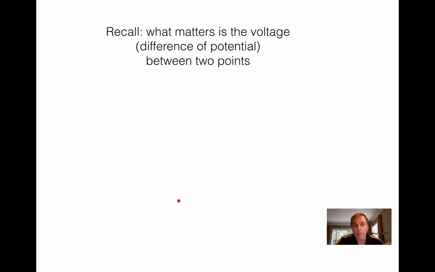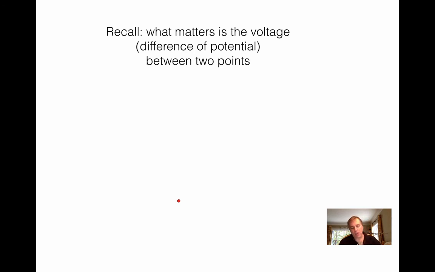Just a quick reminder: what really matters to calculate anything physical, for any physical application, is always a difference of potential between two points. The actual value of the potential at any point in a circuit is totally arbitrary. If you want, you can take a very simple circuit in your lab and decide to say that this point in my circuit is at 1,000,000 volts. There's nothing wrong with that. It's a choice, it's a convention. But what matters is really the difference of potential between two points in a circuit.